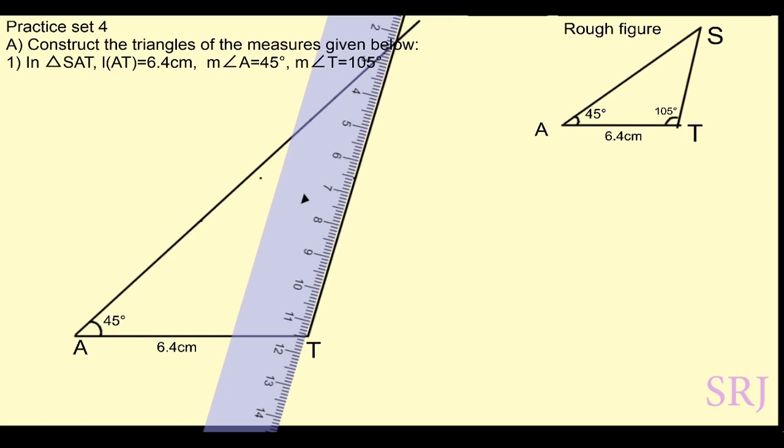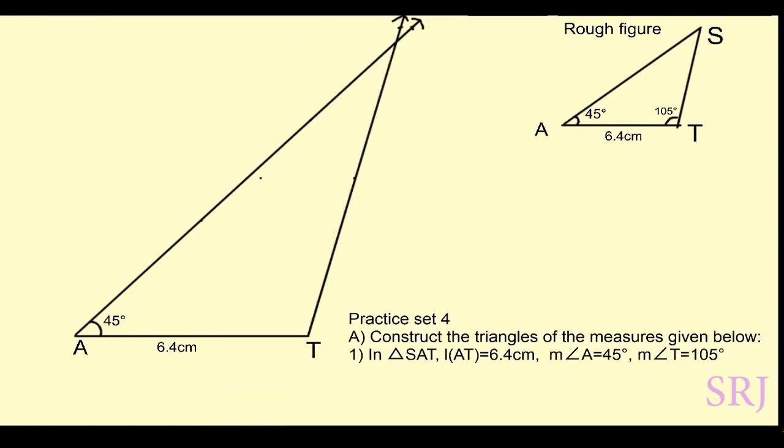Draw arrow for both the ray and name the ray as M and N. Name the point of intersection as S. Add measurement of angle T is 105 degree.